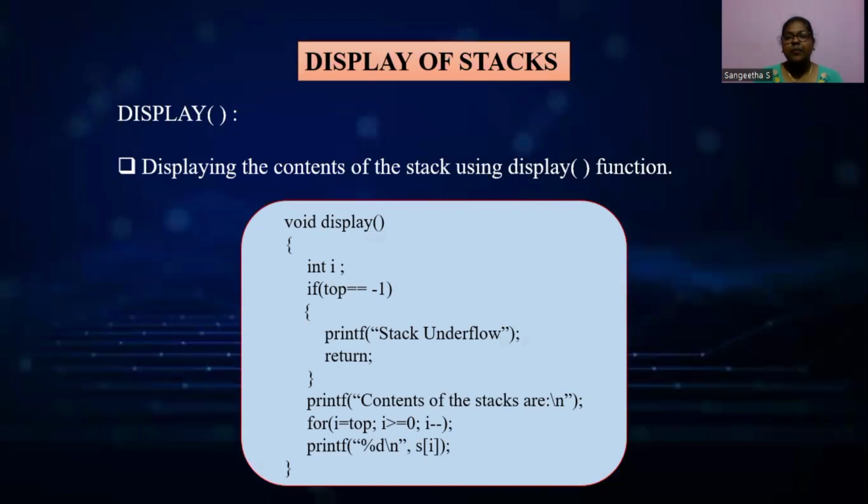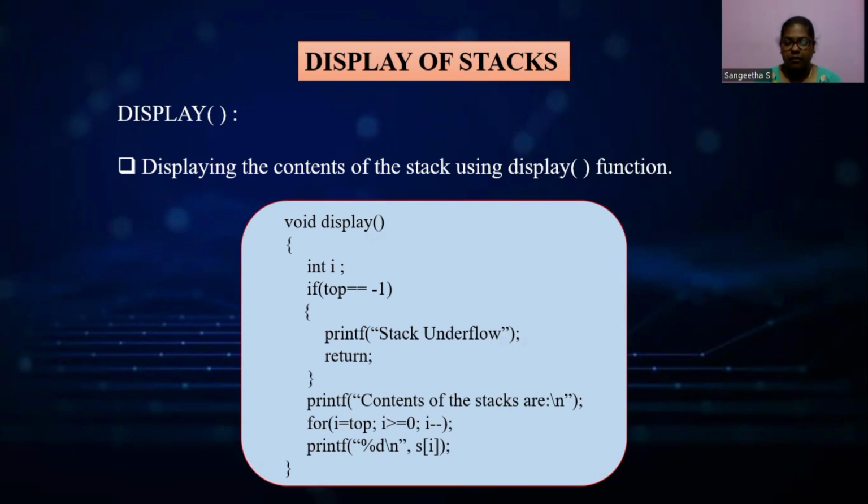Display of stack. After performing push and pop operations, we need to display the stack. So we are using the display function. Displaying the contents of the stack using the display function. void display, we are declaring a function as display. int i, we are declaring a variable i to perform the for loop. And we are checking whether the stack is empty or not. If the stack is empty, there is nothing to display. So we are checking a condition whether the stack is empty or not.